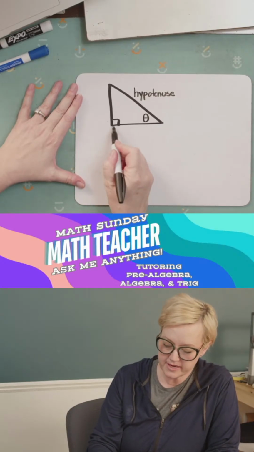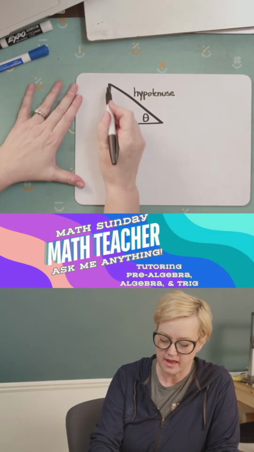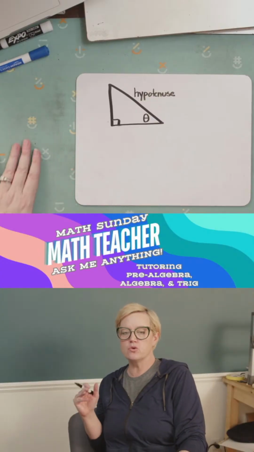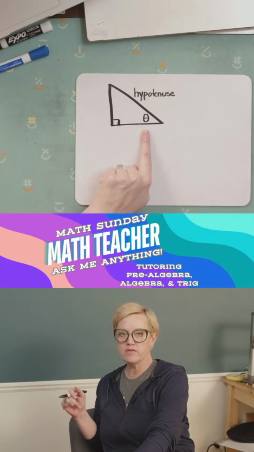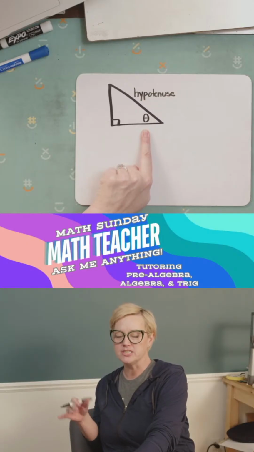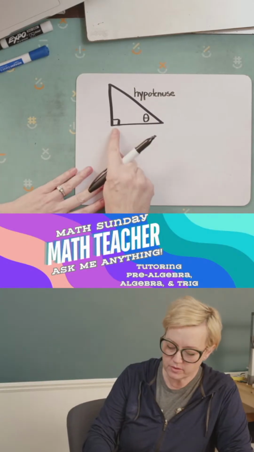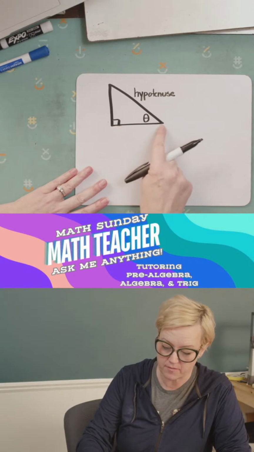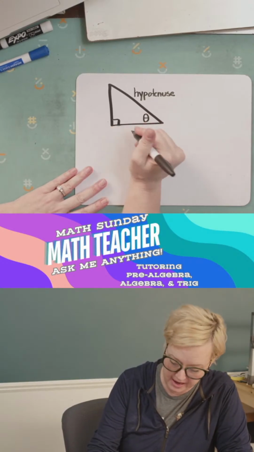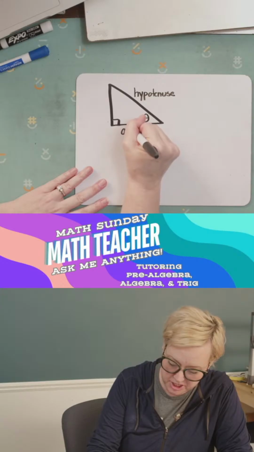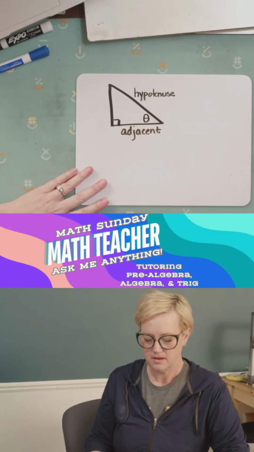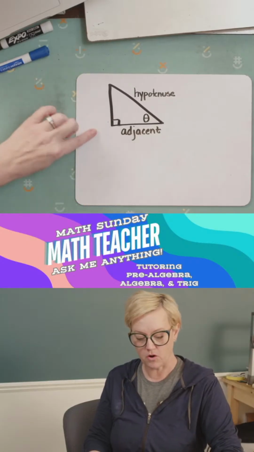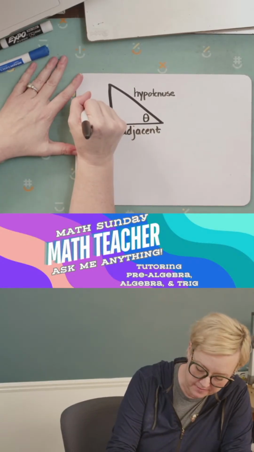The other two legs have names that are relative to the theta. What we call them depends on where they are in relation to theta. The leg that helps form the theta angle, we call the adjacent, and the leg that's across from it, we call the opposite.